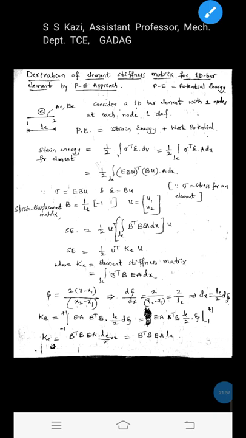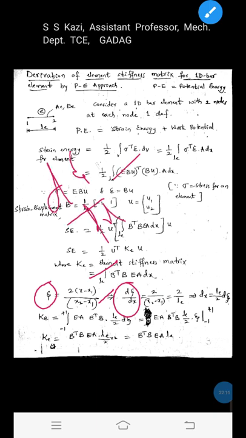Therefore, zeta is 2 into x minus x1 divided by x2 minus x1. Now I will differentiate this expression with respect to x. I will get d zeta by dx equal to 2 divided by x2 minus x1. What is x2 minus x1? That is LE.